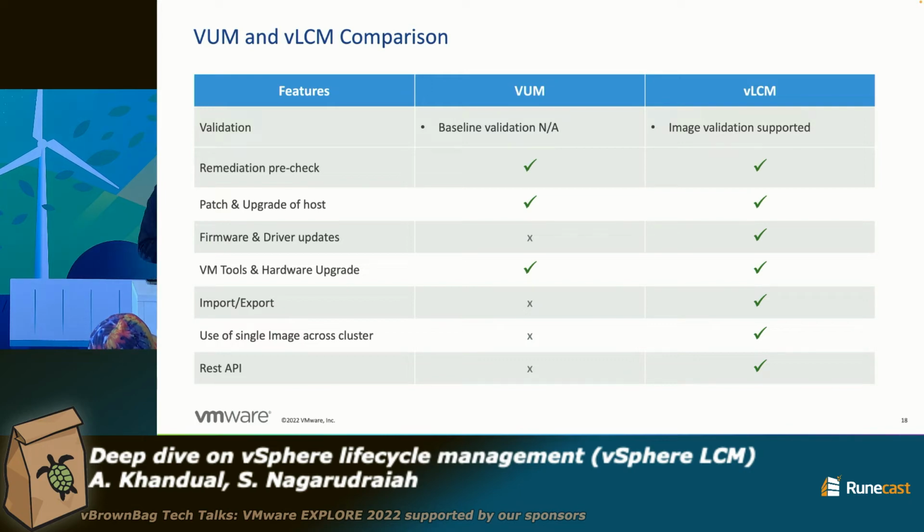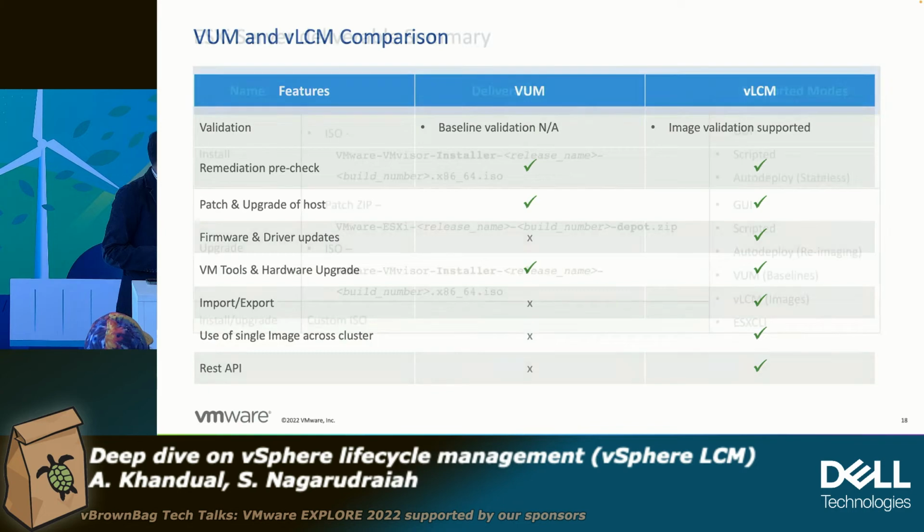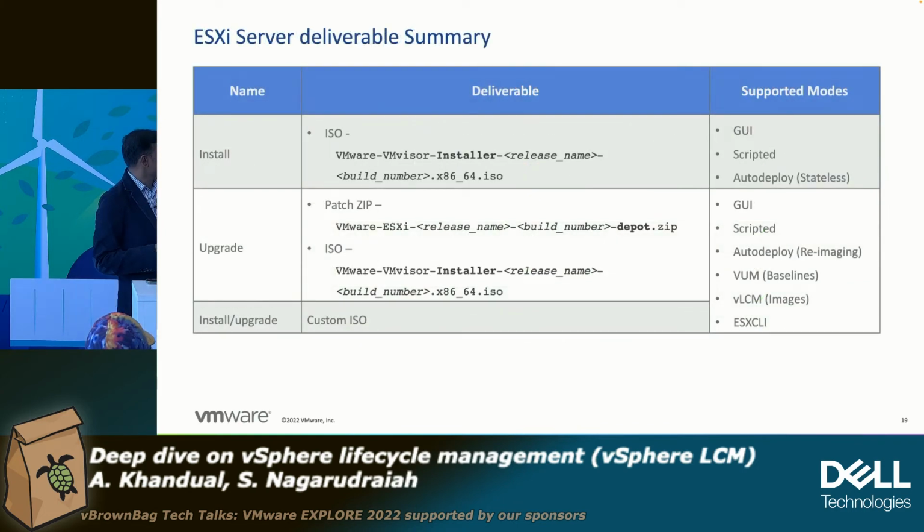And use of a single image across the cluster. This is not supported again, and vLCM provides you that opportunity of managing the cluster using a single image. REST API is also supported in vLCM, whereas Update Manager is lacking that support. And a quick snapshot of deliverables using which you can perform your ESXi install, upgrade, and you also have a customize option. Now you can avoid the customization provided by OEM vendors because you can create your own custom image now using vLCM.